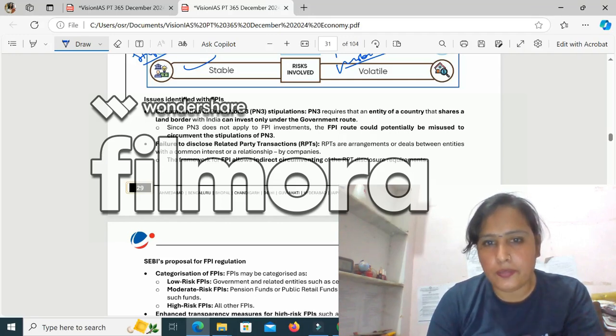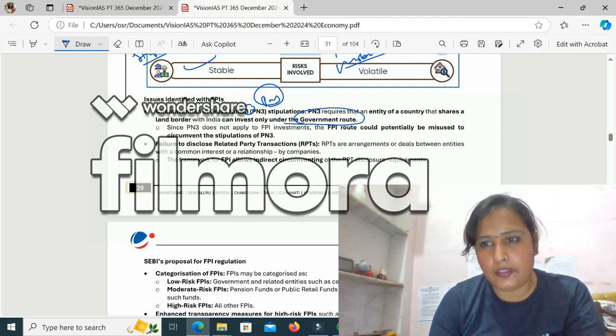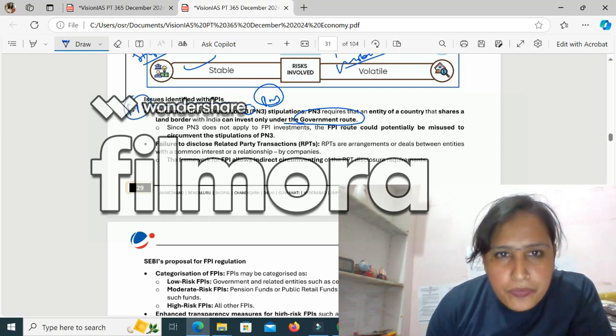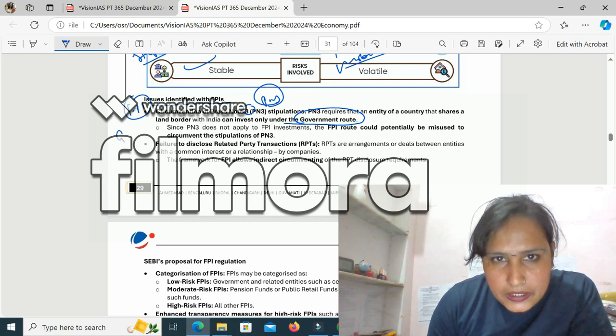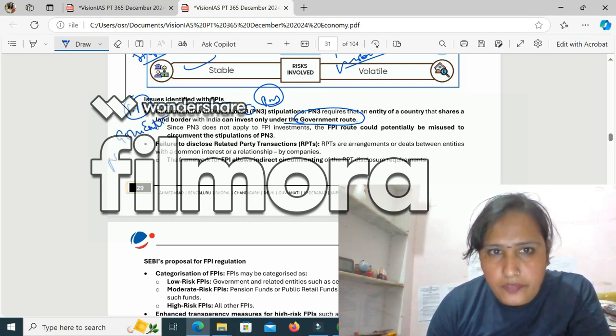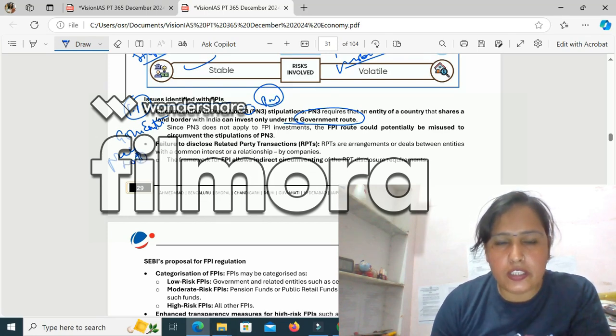So there's Press Note 3. This Press Note 3 stipulation requires that an entity of a country that shares a land border with India can invest only under the government route. So, issues identified with the FPI. First of all, it should be invested only through the government route, as given in Press Note 3. Second, since Press Note 3 does not apply to FPI investors, the FPI route could potentially be misused.